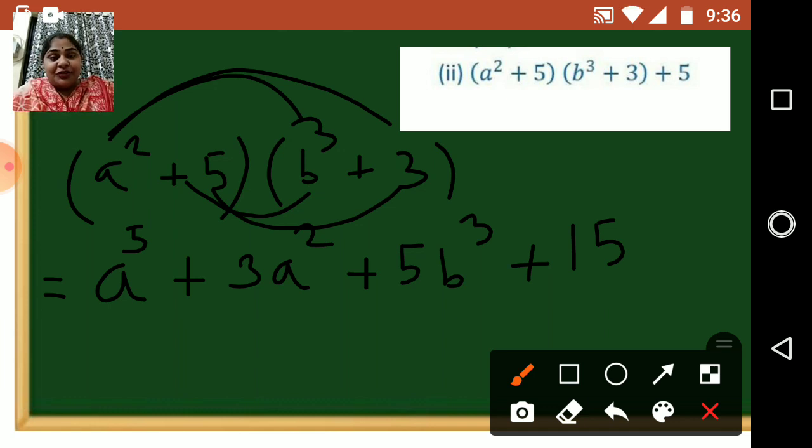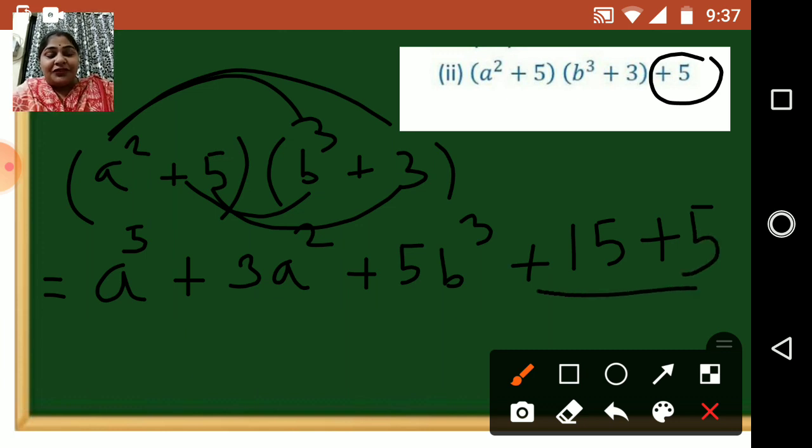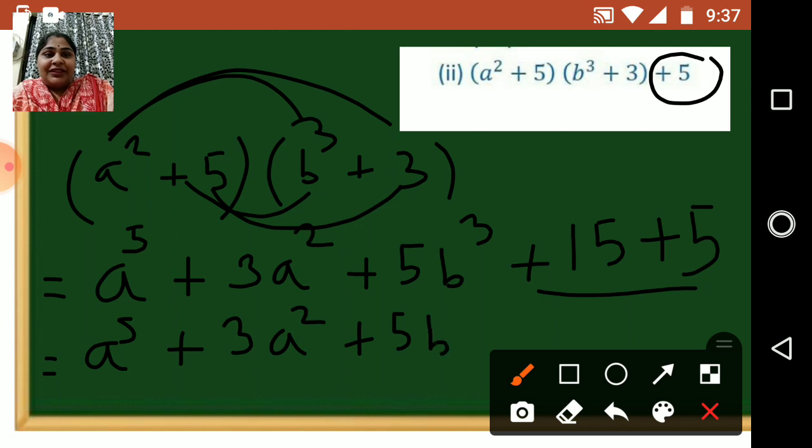After solving, children, if you observe here, there is no like term, so I'll keep it as it is. Now in this we will add 5, which is there in the question, that is the second expression, plus 5. Now if you see here, 15 plus 5 will be 20. So it will be a raised to 5 plus 3a square plus 5b cube and plus 20.